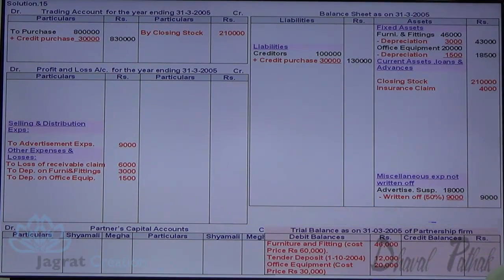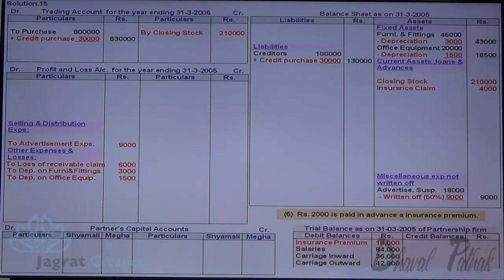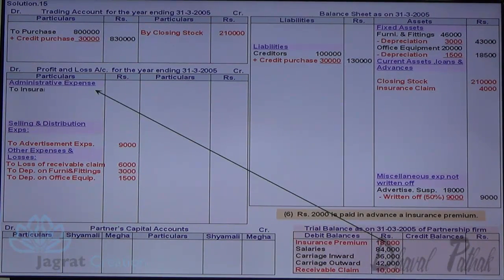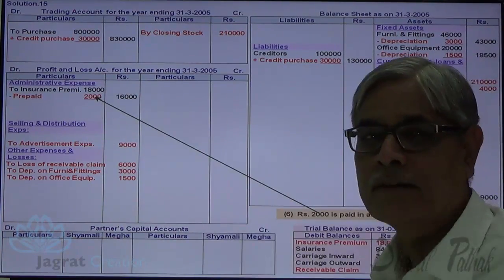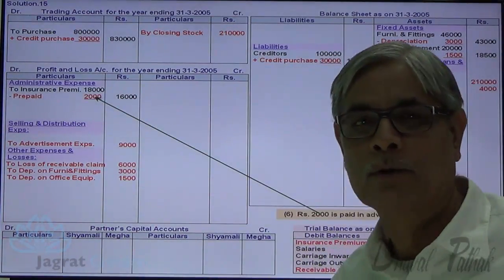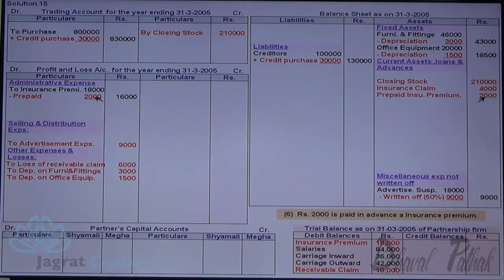Now, insurance premium paid in advance. We know this adjustment. Insurance premium is debited to profit and loss account. Prepaid amount 2,000 is deducted therefrom. So 18,000 minus 2,000, 16,000 will appear on the debit side of profit and loss account. And prepaid insurance will appear on the balance sheet asset side, 2,000.